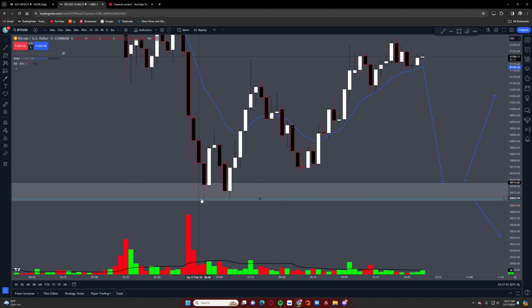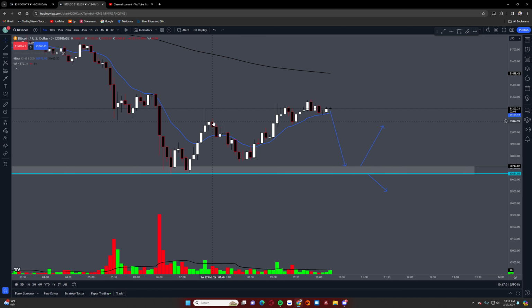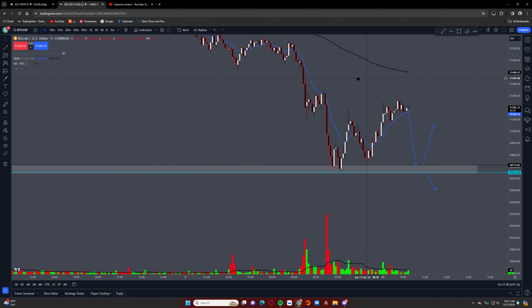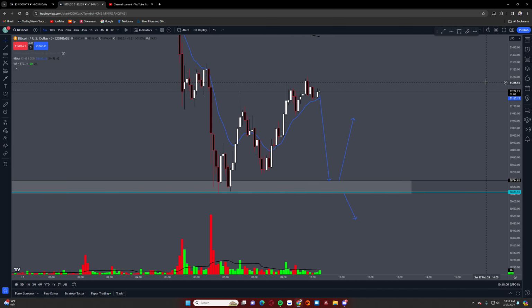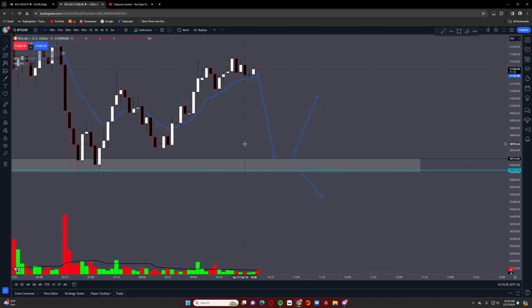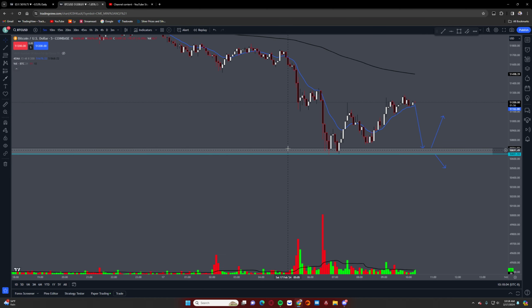Price dipped in, came out, retested, big bounce, right? Kind of dipped back into it a little bit. Price is still continuing upside, okay? That is pretty much how you would play a supply zone.